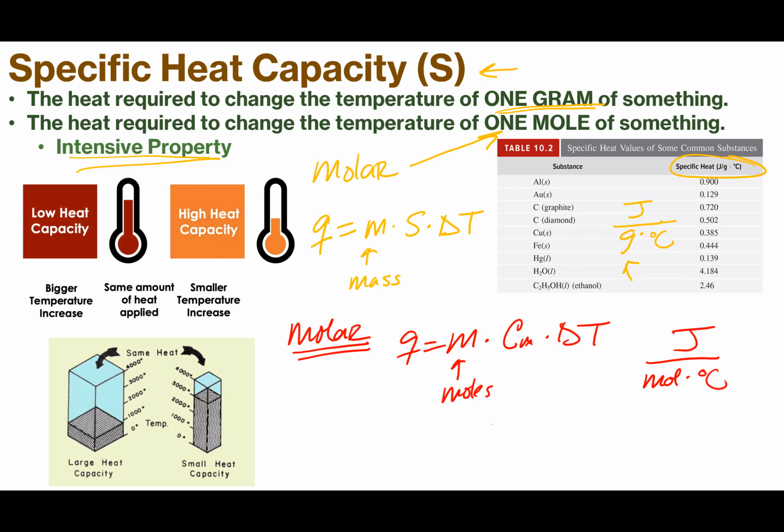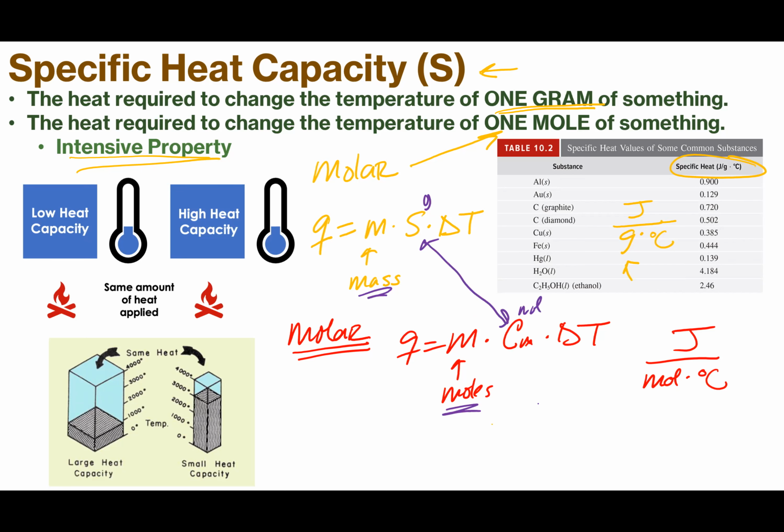Just remember that M could be mass or M could be moles, and it depends on what your specific heat is. If this is in terms of grams, then this is mass. If this is in terms of moles, then it's going to be the molar heat capacity.